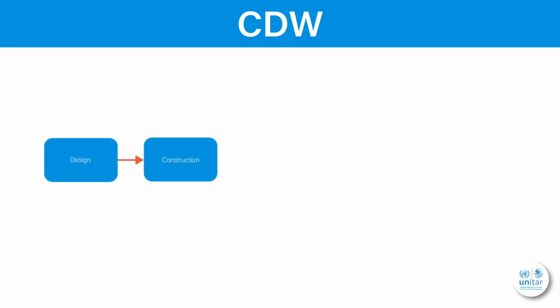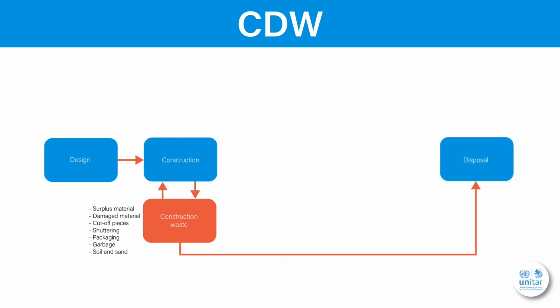In order to understand the generation of construction and demolition waste, let's first have a look at the life cycle of a building or a civil engineering structure. After the design phase, buildings or civil engineering structures, such as streets, highways, bridges and subways, are constructed, for which energy and materials are consumed, and construction waste is generated. Construction waste is normally composed of surplus, damaged or broken material, packaging, garbage generated by the people on the construction site, soil and sand from site preparation, and so on. This waste could be recovered or disposed of.